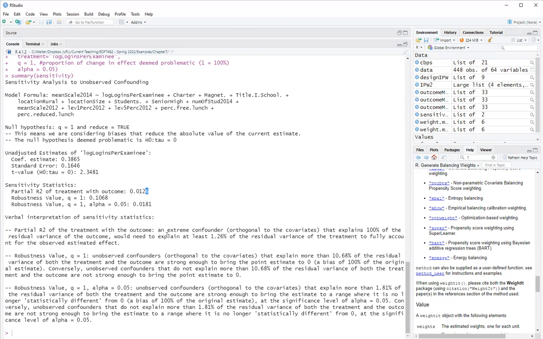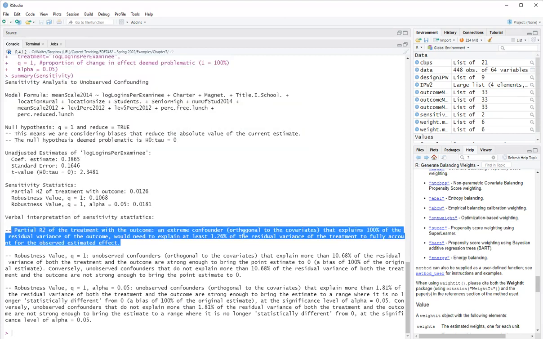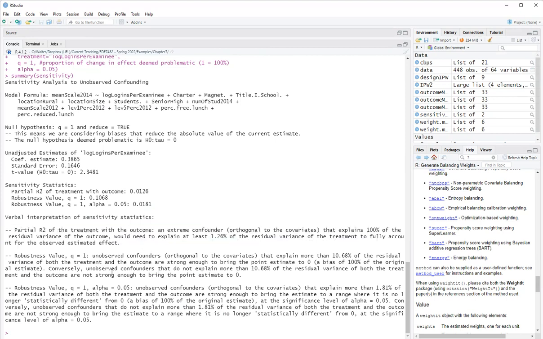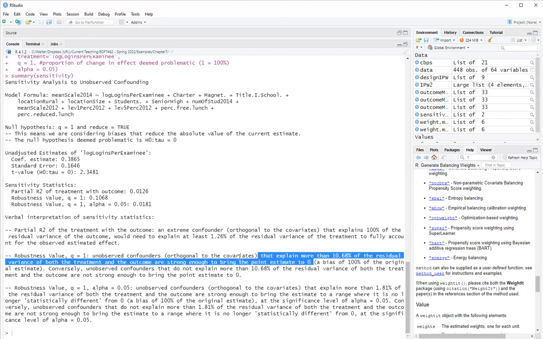Partial R squared means that the extreme confounder that explains 100% of the residual variance of the outcome will need to explain at least 1.26% of the residual variance of the treatment to fully account for the observed estimated effect. I found this the least helpful because thinking about an extreme confounder that explains 100% of the residual variance of the outcome is not really realistic. Now, for the robustness value, this would be an observed confounder that explains 10.68% of the residual variance of both treatment and outcome are strong enough to bring the point estimate to zero. So this is helpful to know.